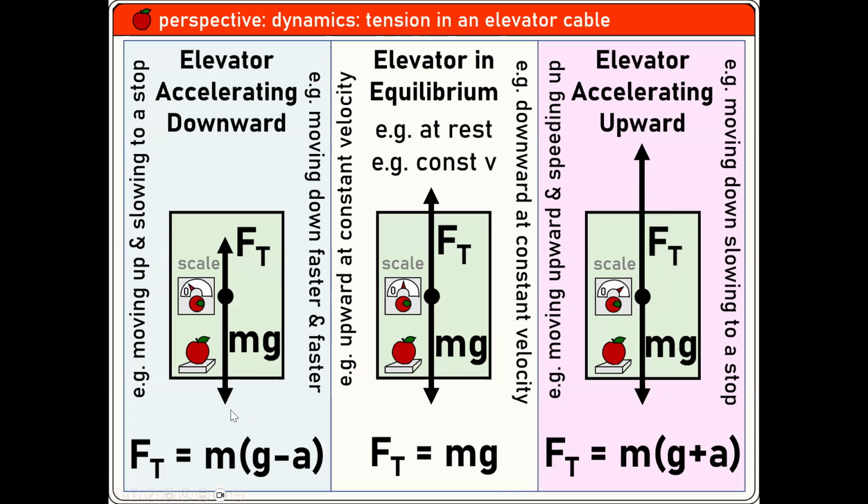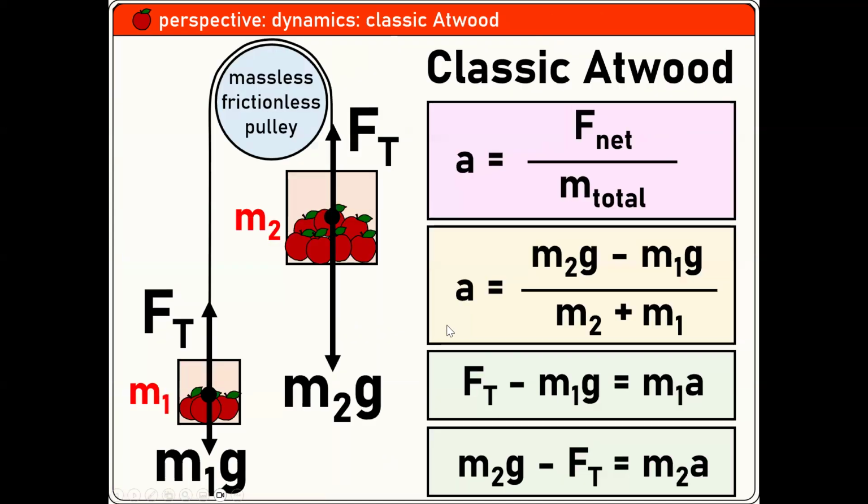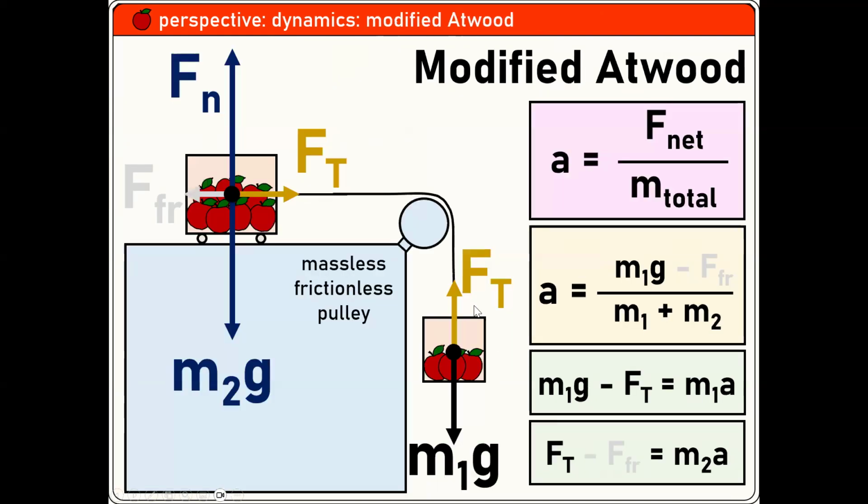And then I've got all three situations: accelerating down, up, or not accelerating. Right. In a couple of days, I want to do this lab with you guys. A classic Atwood machine: pulley, string, lab weights. Right, there's some math here. Of course, we'll solve some of these from a textbook too, but I just want to give you guys the big picture right here. There's also a modified version.